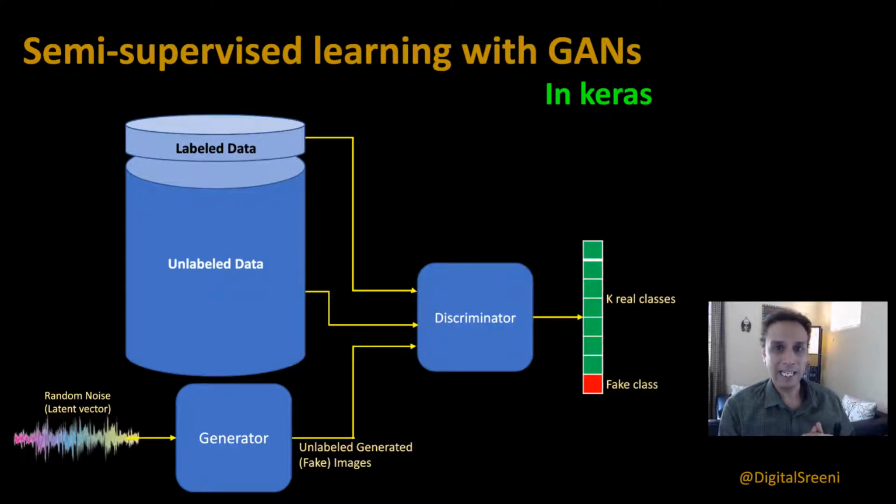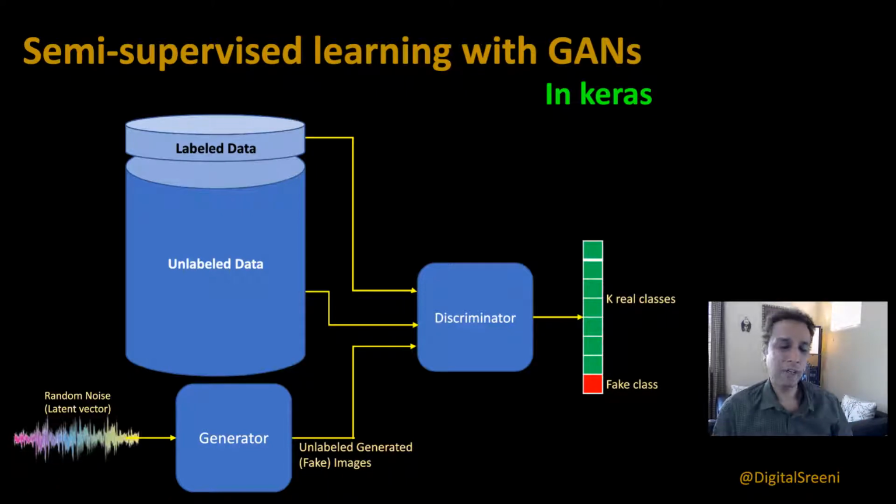SGANs or semi-supervised GANs can be used if you have the benefit of a humongous data set, but only a few images are labeled. If you only have a few images labeled and you follow regular convolutional neural networks, the accuracy that you get is not as high as what you would get with semi-supervised GANs. This has been published, and we talked about this in our previous video. So in this video, let's go ahead and implement this in Keras.